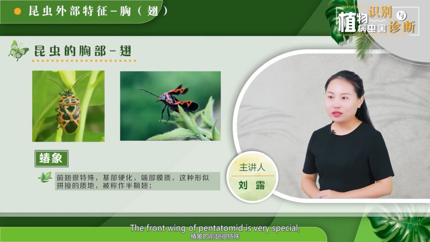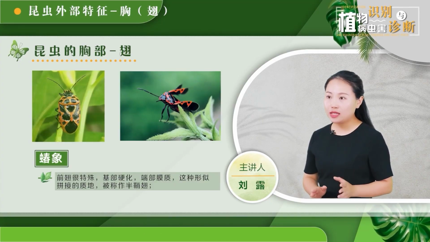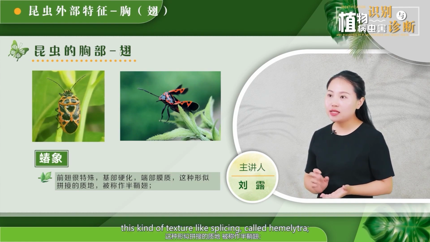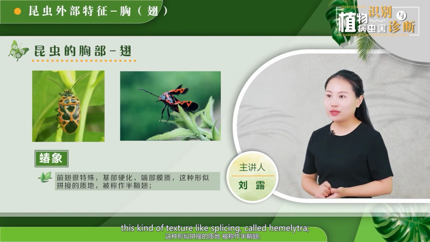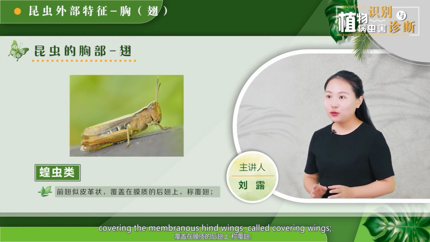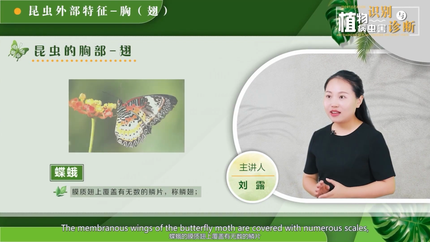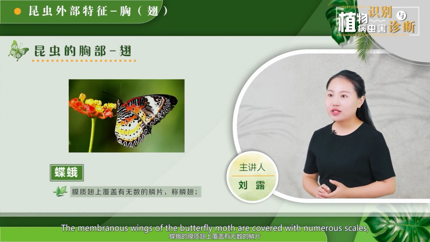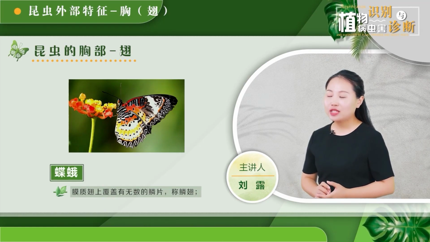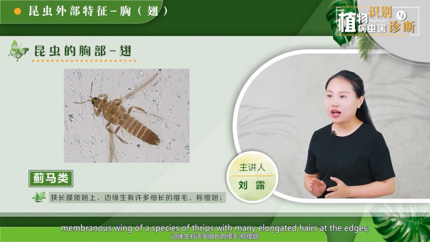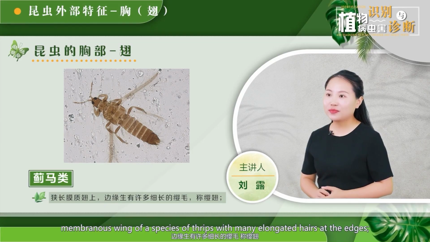The front wing of pentatomid is very special. The base is hardened, the end is membranous. This kind of texture like splicing is called hemelytra. The front wings of locusts are leathery, covering the membranous hind wings, called covering wings. The membranous wings of the butterfly moth are covered with numerous scales, called lepidopterous. Thrips have long, narrow, membranous wings with many elongated hairs at the edges.